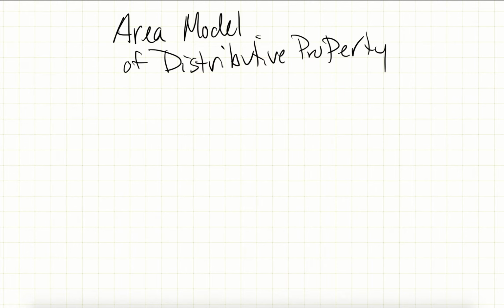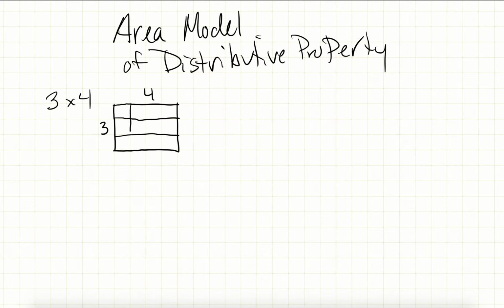A little mini lesson about using the area model to help with the distributive property. I have here some square graph paper that we'll use. When you first started multiplication, if you wanted to model 3 times 4, you could make 3 rows and 4 columns. And then you would say, okay, how many squares is that? Because that's what area really means, how many squares are inside of something.